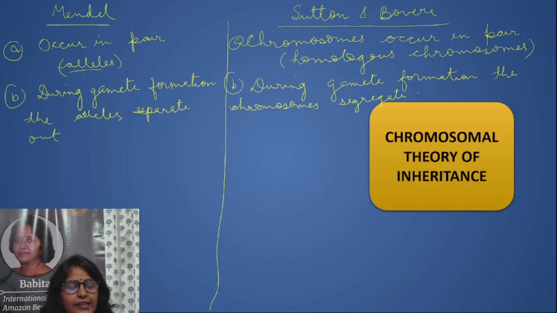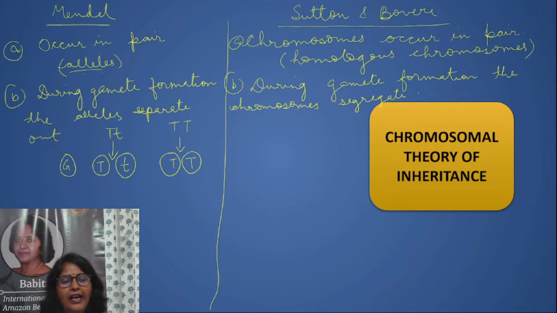So, this we have seen several times. Let us see what happens. Suppose I am taking a gene, capital T small t. If this has to form a gamete, what will happen? These two will separate out and they will form two different gametes. If we have capital T, both the T will separate out and we will have two different gametes. So the alleles separate out whenever gamete formation takes place.